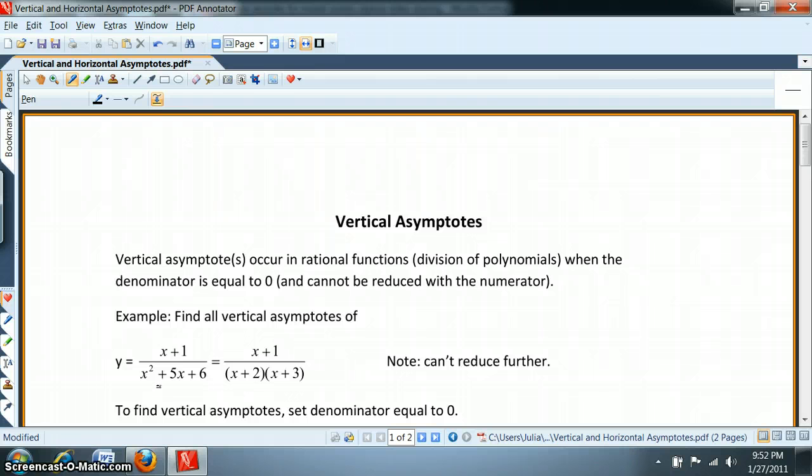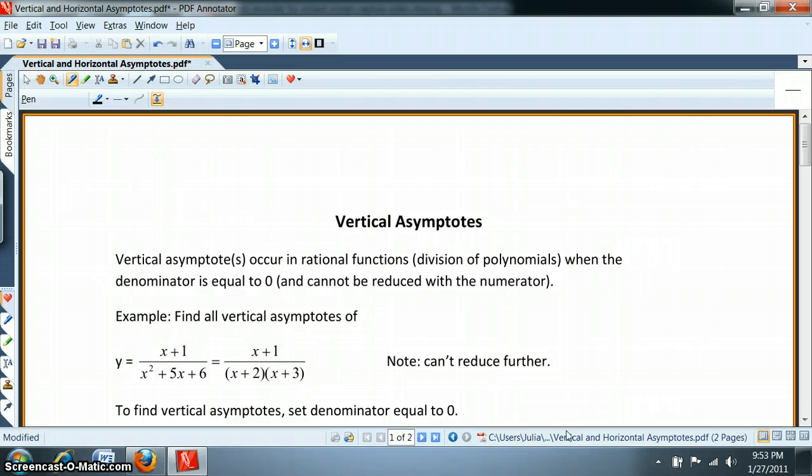So let's take a look at our first example. Here is a rational function, y equals x plus 1 over x squared plus 5x plus 6. Let's try to figure out if we can reduce it. We can actually factor the denominator as (x plus 2) times (x plus 3). Note that there are no factors in common. They have to be exactly the same factors to be able to cancel any of them. Since we can't do that in this case, that means we can't reduce any further, which means we can proceed to find vertical asymptotes.